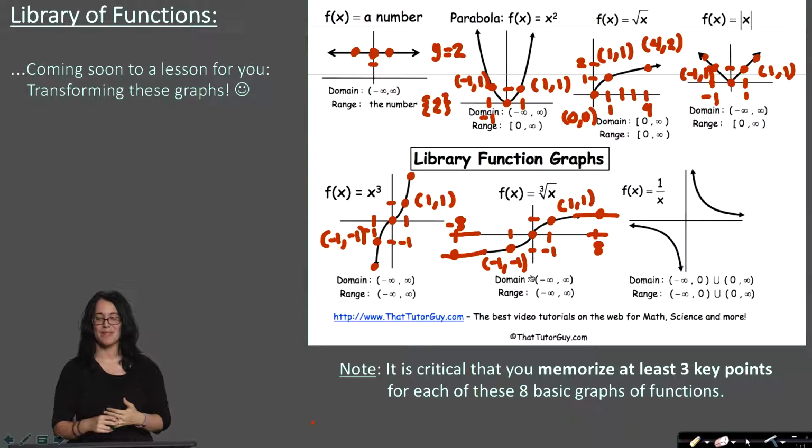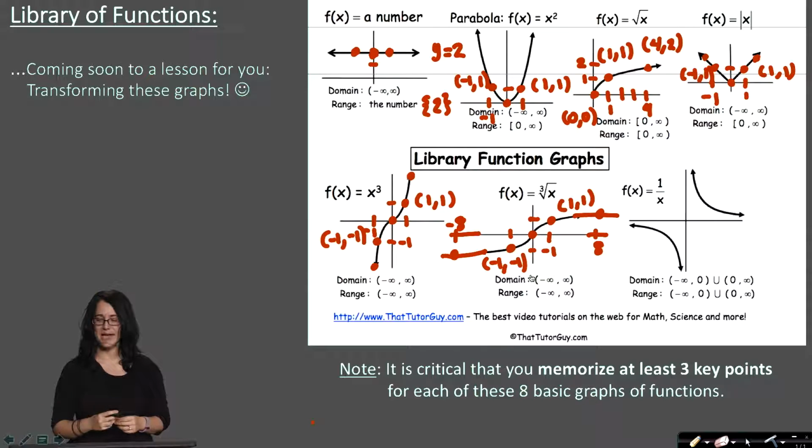The last type of graph is f of x equals 1 over x. Now this is called our reciprocal function. It's just a special application of rational functions, which we'll be studying more in the future. Why it's called reciprocal is if your input is, let's say, 2, your output is 1 over 2. Those are reciprocals, right? So this is your reciprocal function.